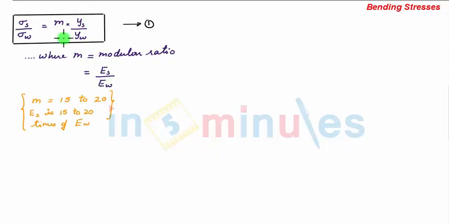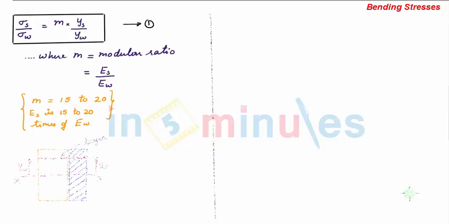So this is a very important formula which gives the ratio of stress in steel and wood at any particular layer, where YS and YW are the distances of that layer from the neutral axis. Let this equation be equation 1.